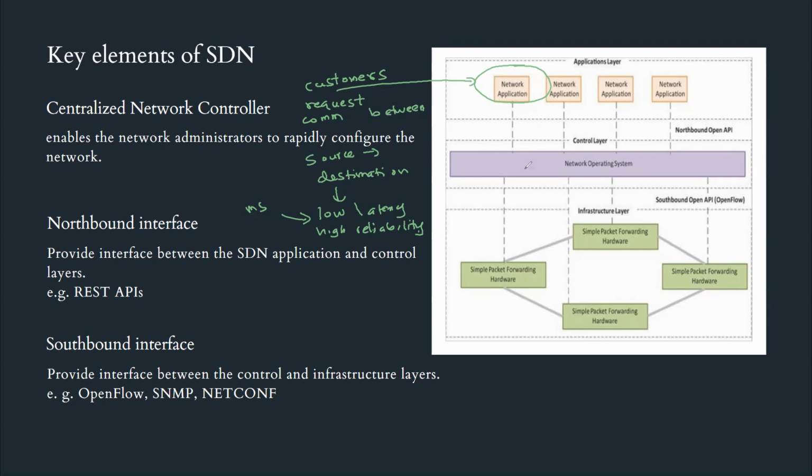That application will access the SDN controller using an interface called the northbound interface. The northbound interface uses protocols such as the REST API. The REST API uses the protocol that is followed under the HTTP protocol, for example. So the REST API is used by the network applications to access this SDN controller.